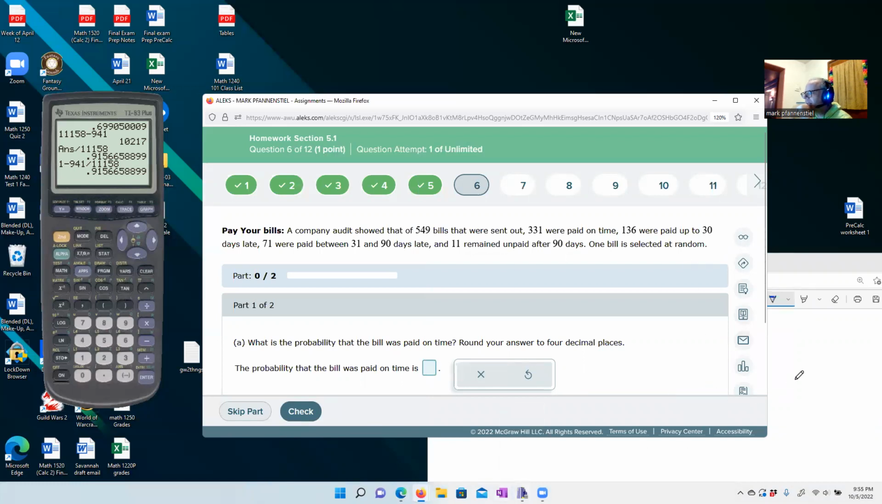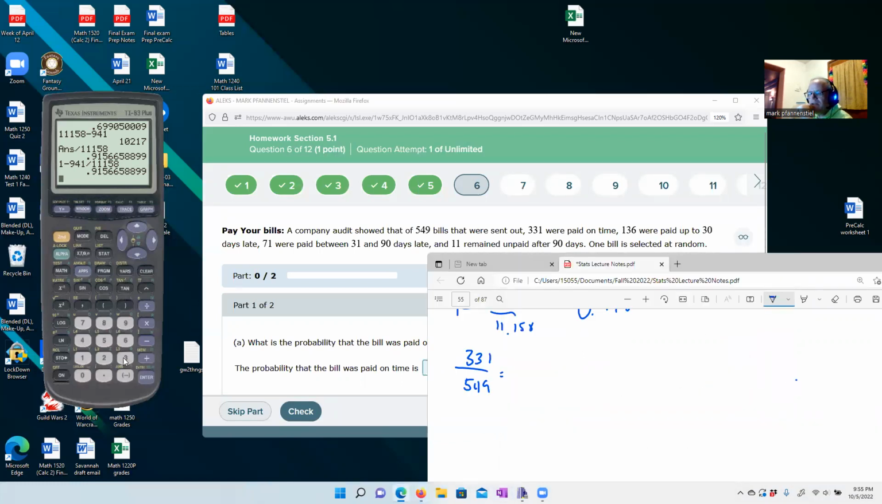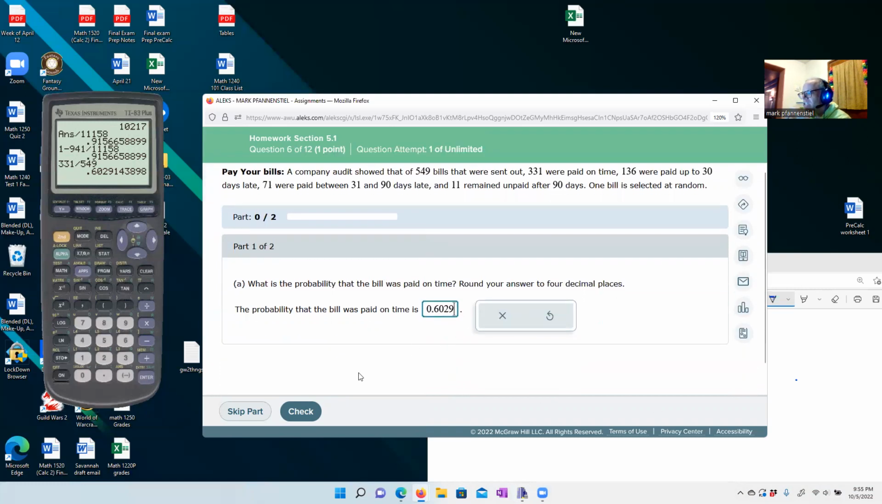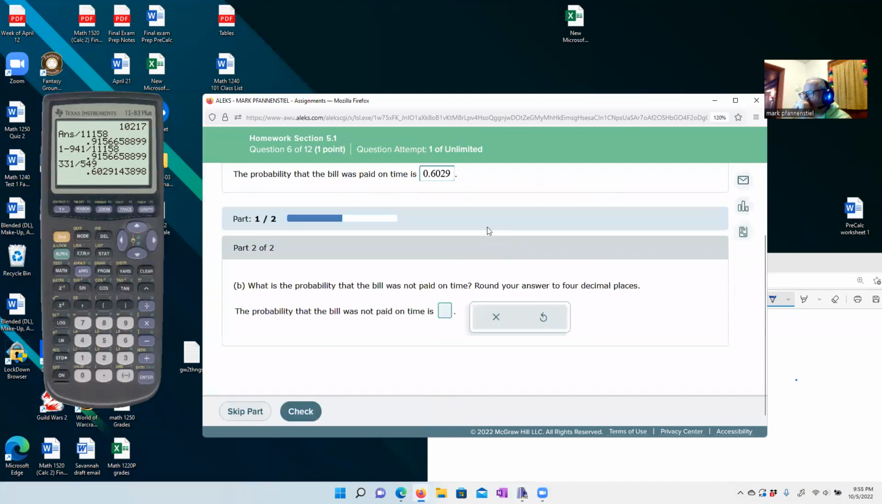So we're going to say this is 331 divided by 459. 4 decimal places. 0.6029 to 4 decimal places, and we'll go ahead and check that.